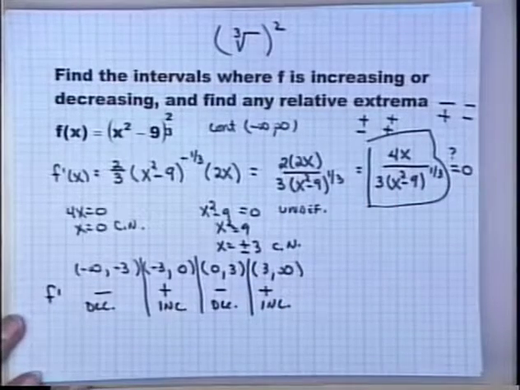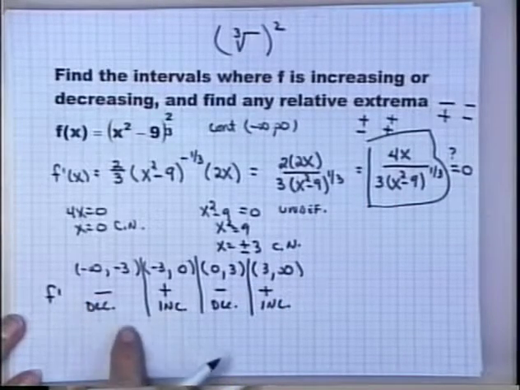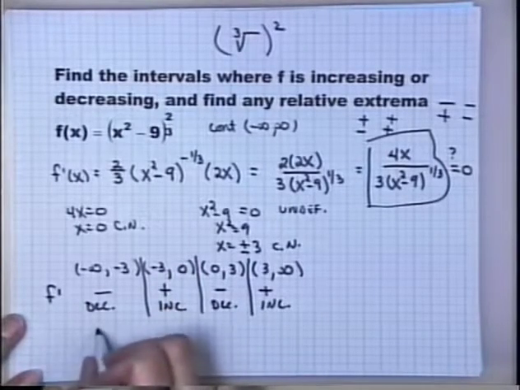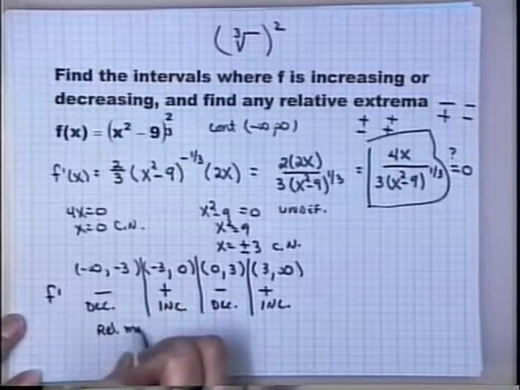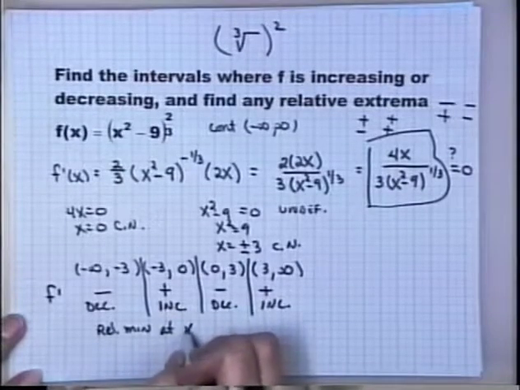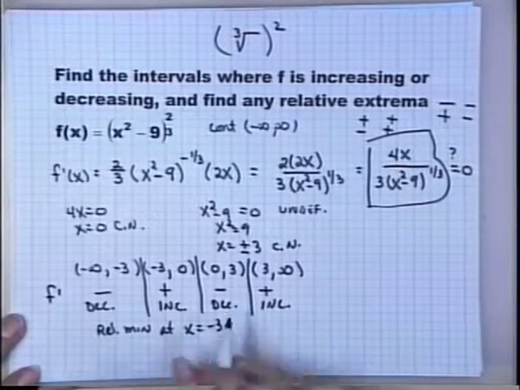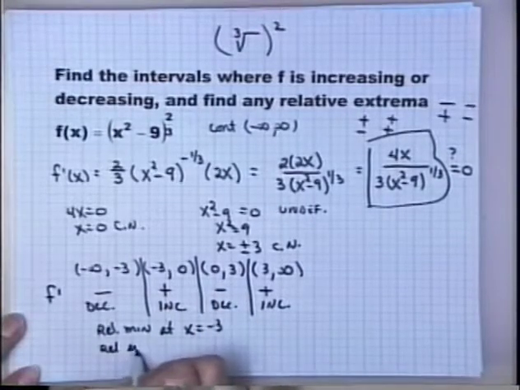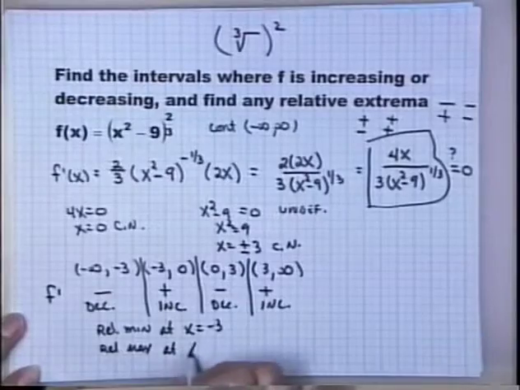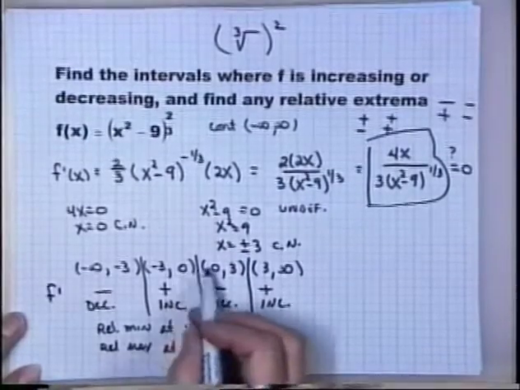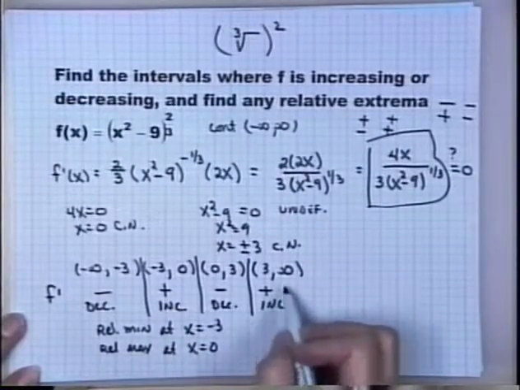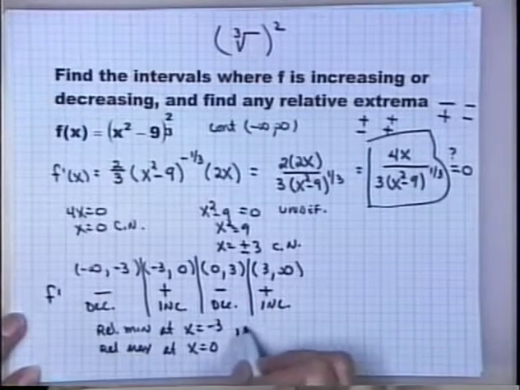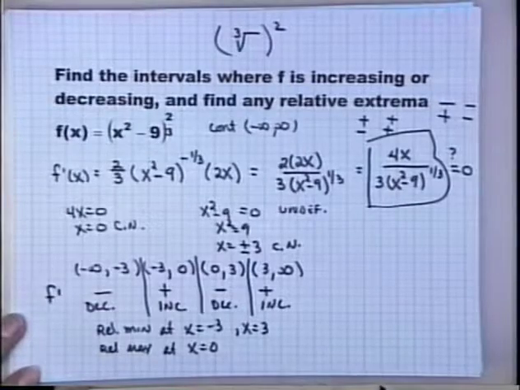Okay, so we know where we're decreasing and increasing and so forth. Let's find these relative extrema. I go from decreasing to increasing. Decreasing to increasing, that says I went through a relative minimum. So I have a relative minimum at x equal negative 3. Increasing to decreasing. So I had a relative maximum. I went through a high point at x equal 0, because 0 is where I changed. Decreasing to increasing, I changed at 3. Decreasing to increasing, and went through another minimum at x equal 3.